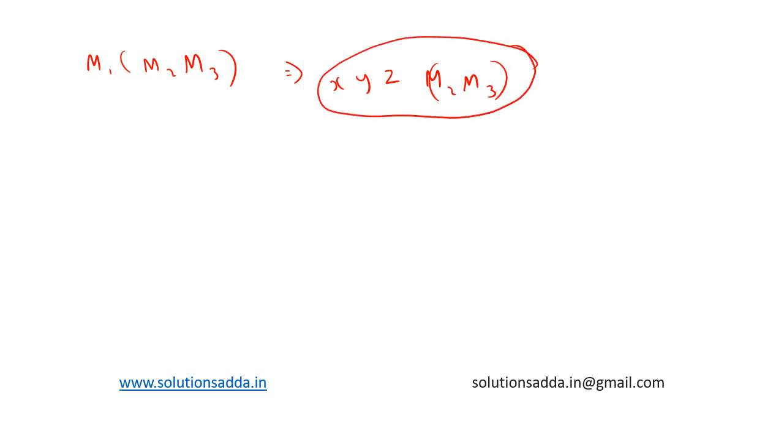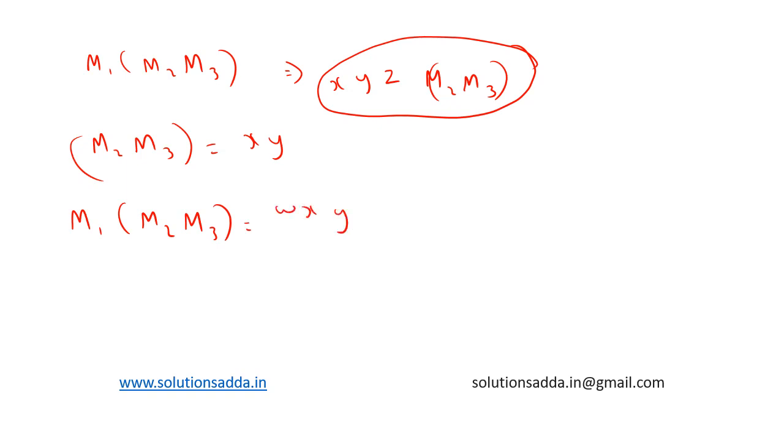Now, the product of m2, m3. Product of m2 followed by m3 will be of dimension xz. And when multiplying it with m1, the multiplication would be m1, m2, m3. That would give w, x, y. So, in total, m1 into m2, m3 will be giving us a total multiplication of x, y, z plus w, x, y. This is the second one.